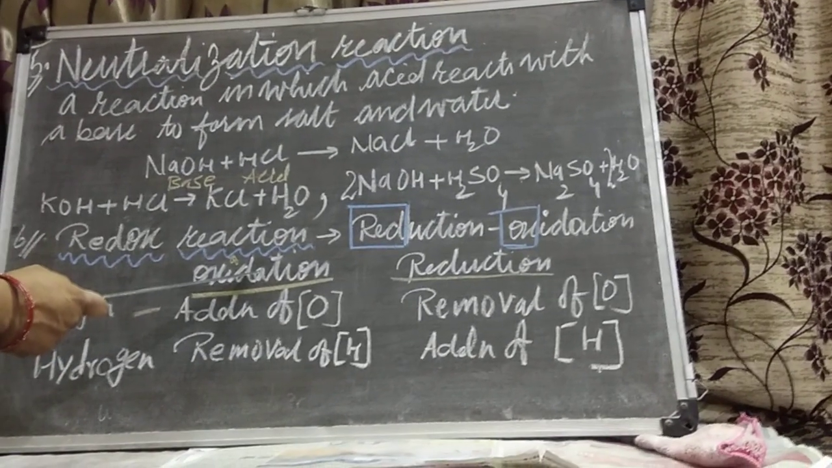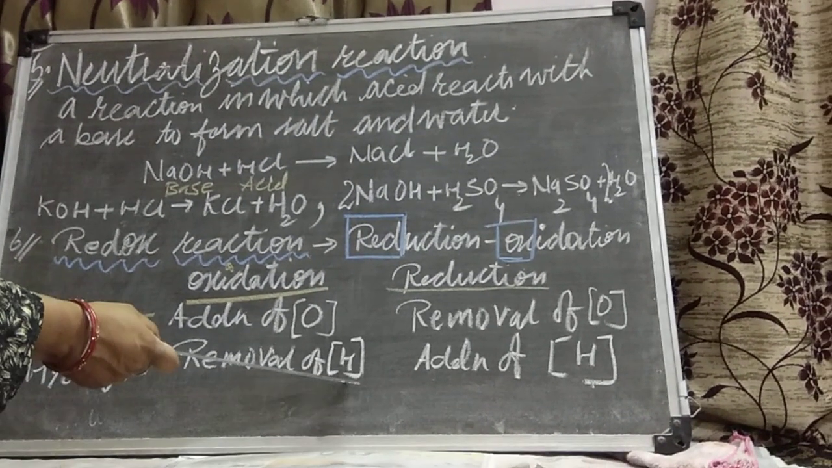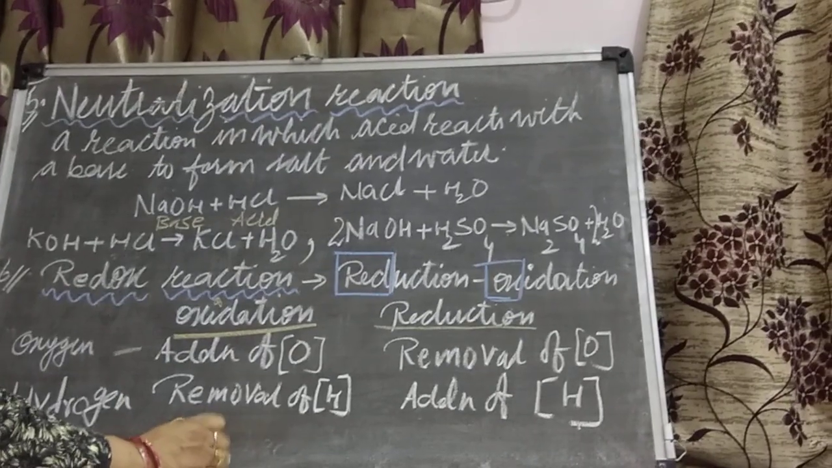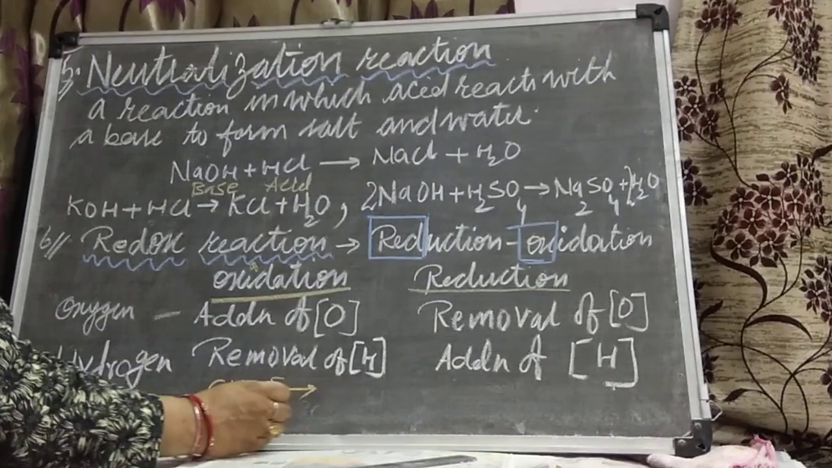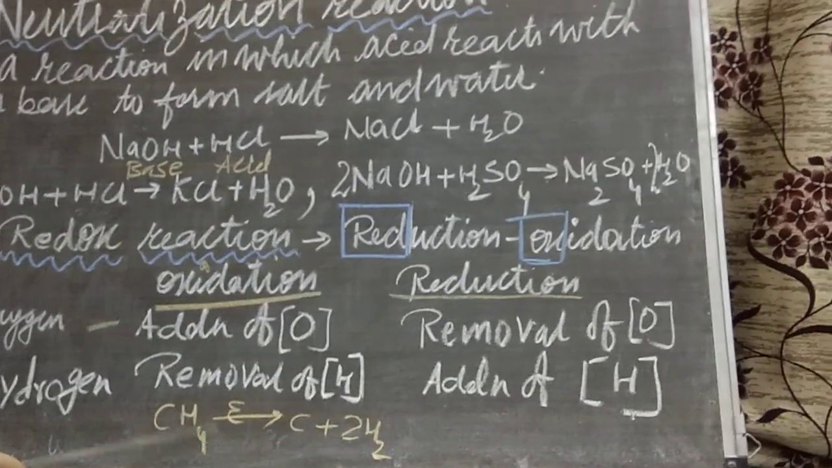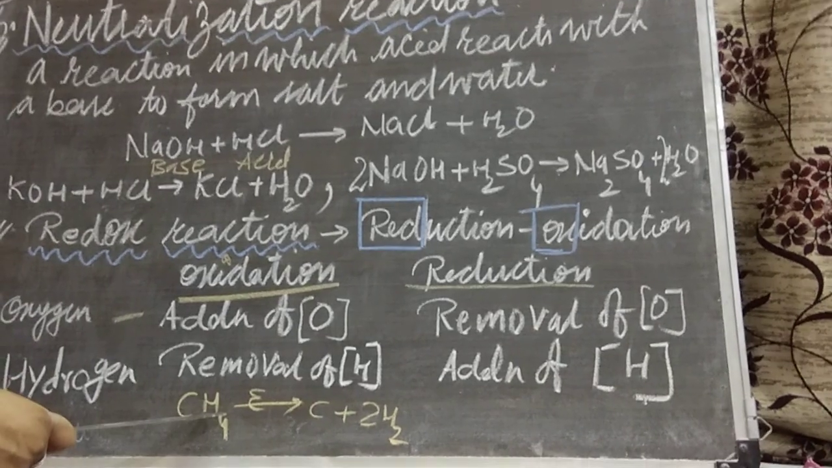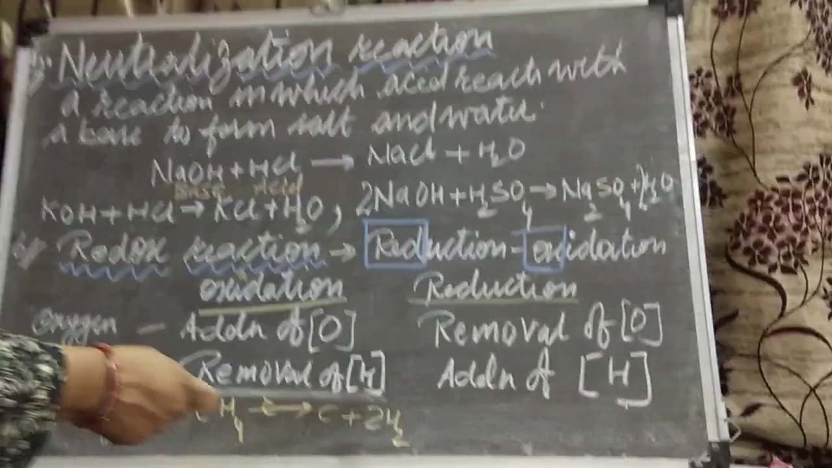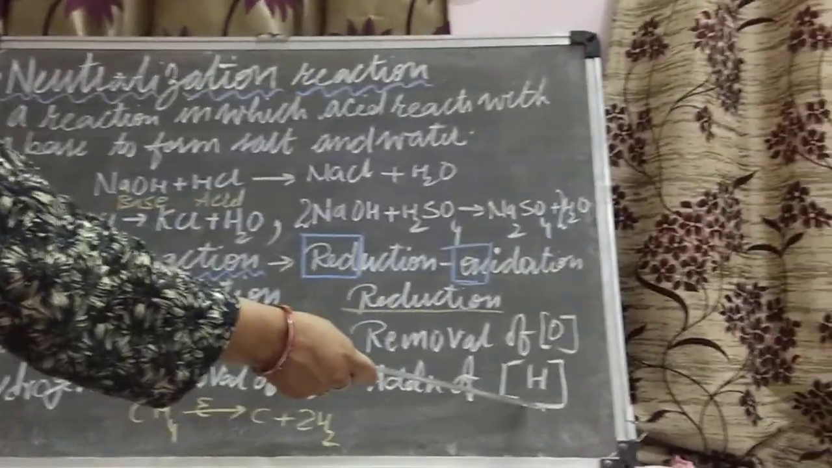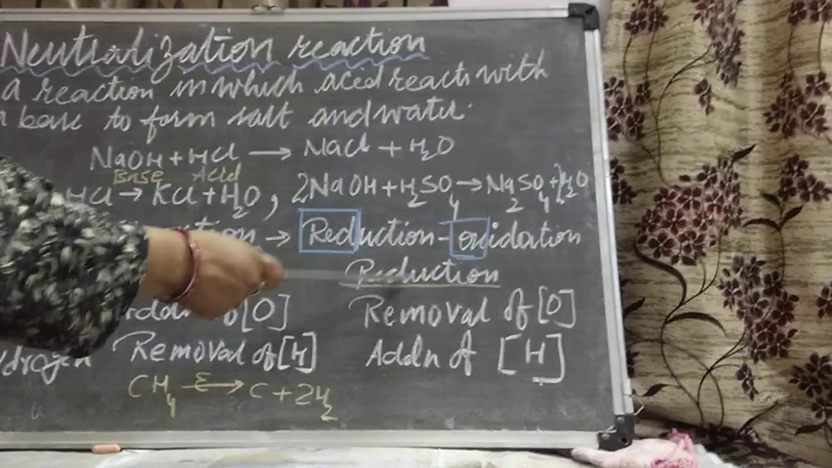If we define oxidation in terms of hydrogen, what is it? Removal of hydrogen. If hydrogen is getting removed in the reaction, like CH4, if given an electric spark, breaks into C plus 2H2. So what is happening? Hydrogen is getting removed. So this reaction is called oxidation. In terms of hydrogen, removal of hydrogen is oxidation. Then reduction will be addition of hydrogen. If hydrogen is getting added in a reaction, then that reaction is called reduction reaction.